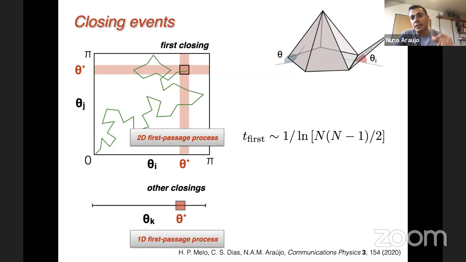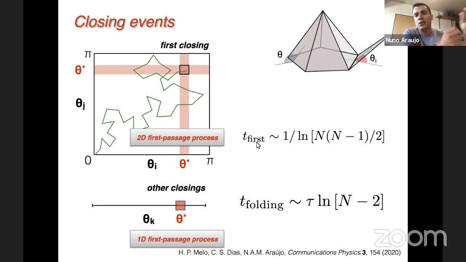So now when we ask, from all these random events that are first passage processes, which one is the slowest of them, and we calculate what is the typical time, we see that the total folding time goes as the logarithm of n minus 2, where n minus 2 is the number of faces that still need to close. And so the total folding time is the sum of the first closing event, this T first, plus the time it takes from this first event to the point at which all the faces are already closed. So it's the sum of the two times.